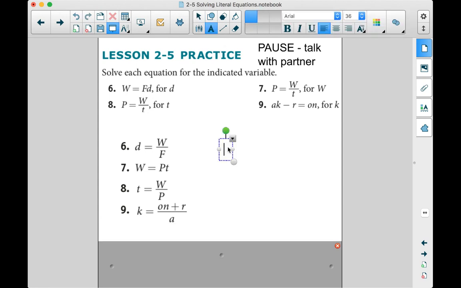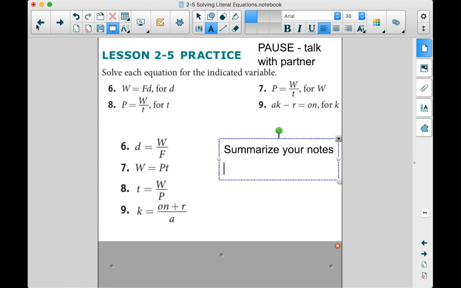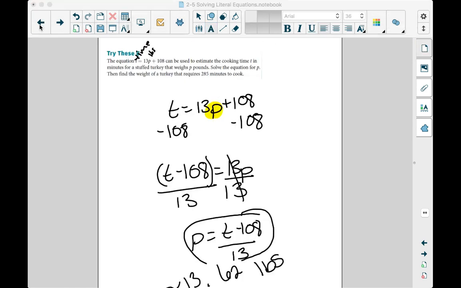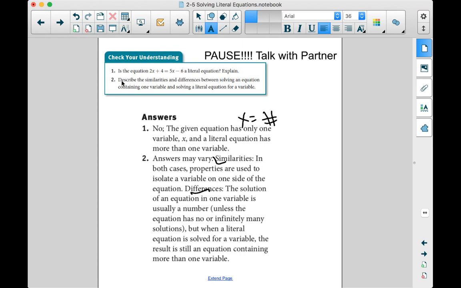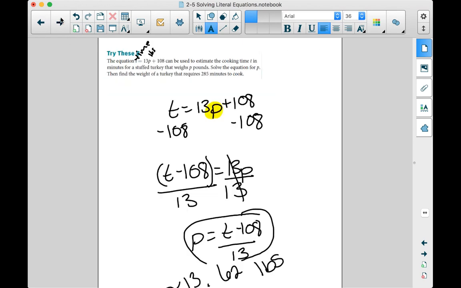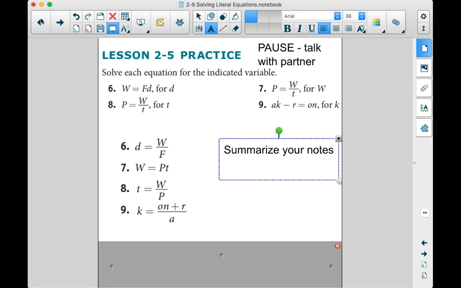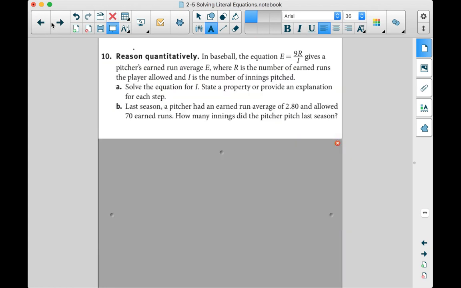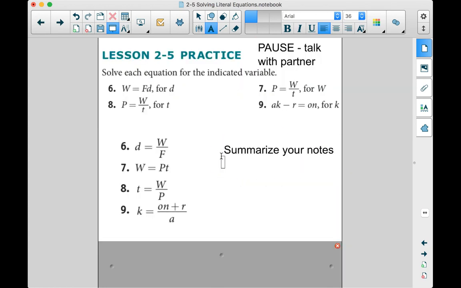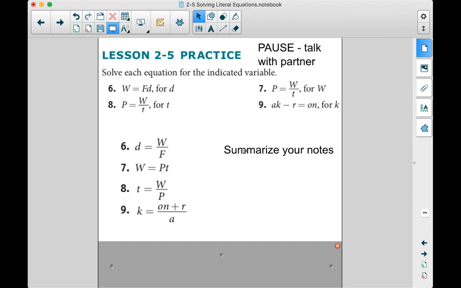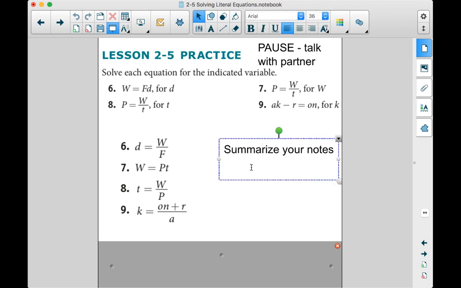Okay, so now here's what I want you to do. I want you to summarize your notes. I want you to talk about the similarities and differences in your notes, which was the same thing that you did for the check your understanding number 2. And then I want you to talk about why it would be helpful, which is check your understanding number 5. So in the summary of your notes, I really want you to focus on number 2 and number 5 as you're going through this.